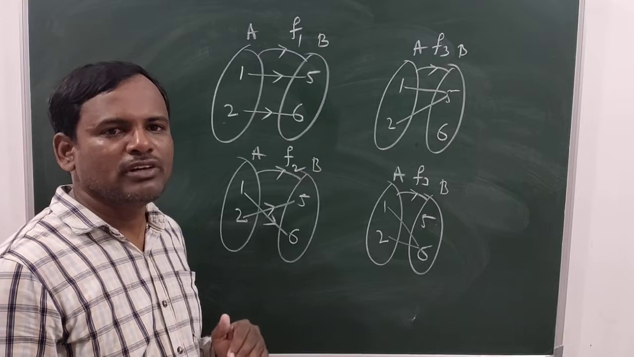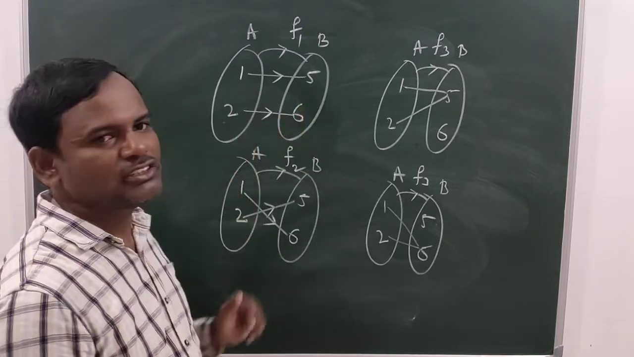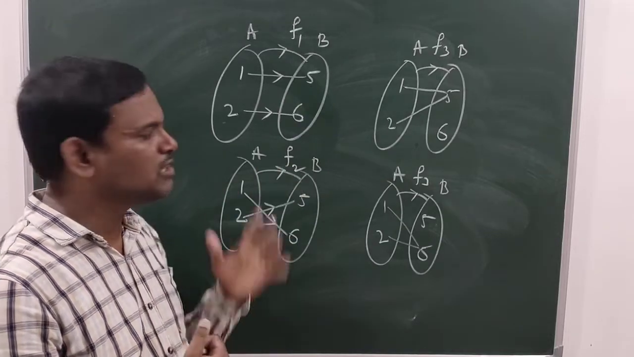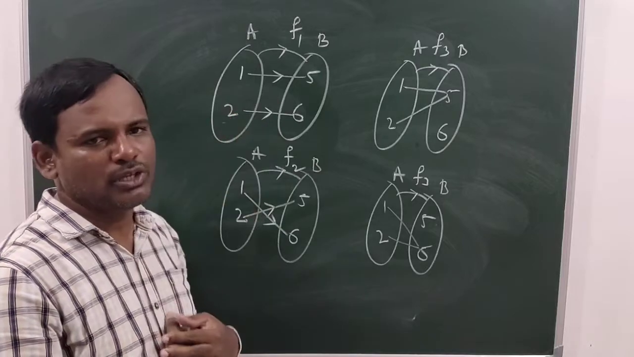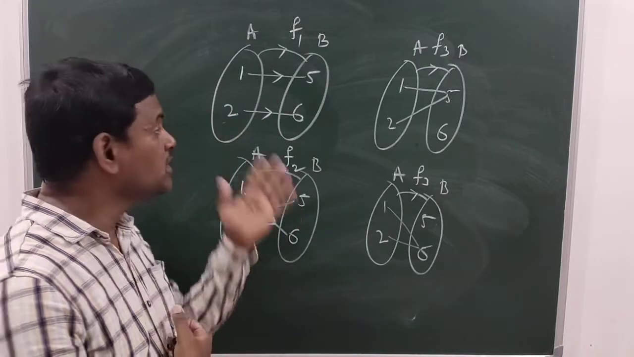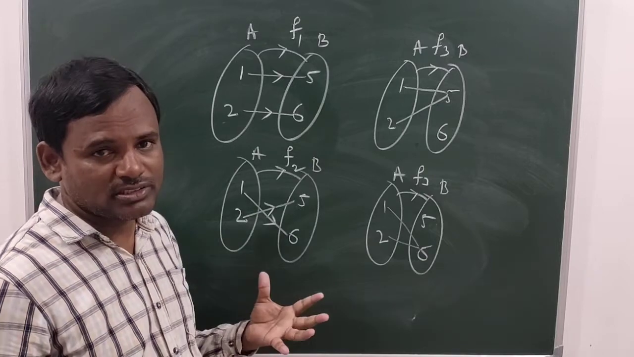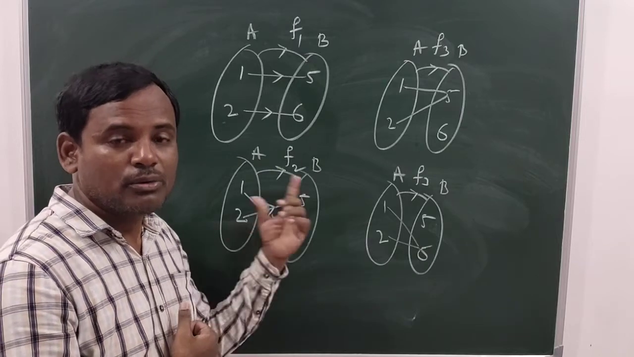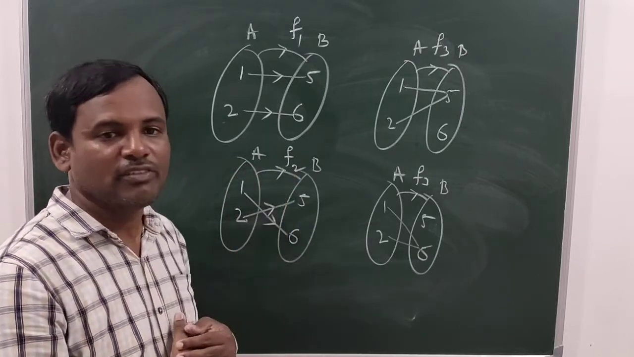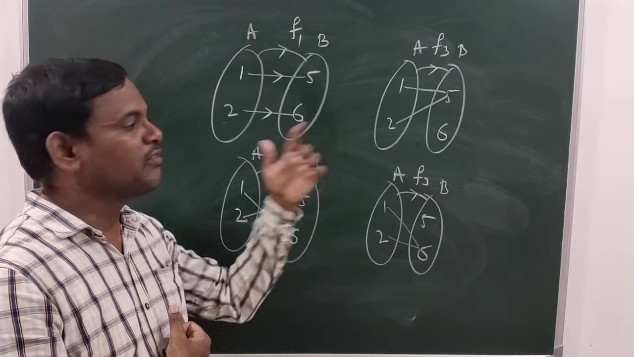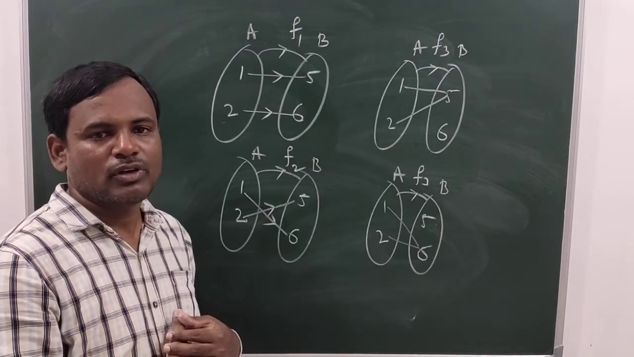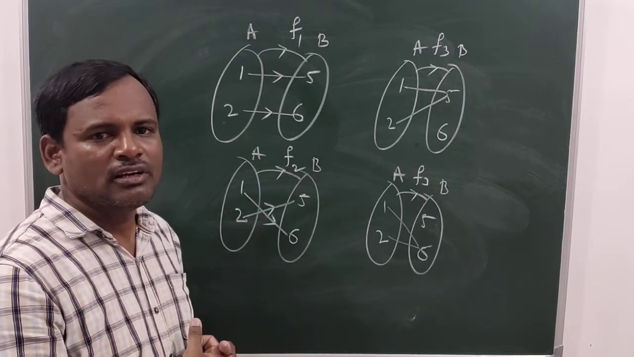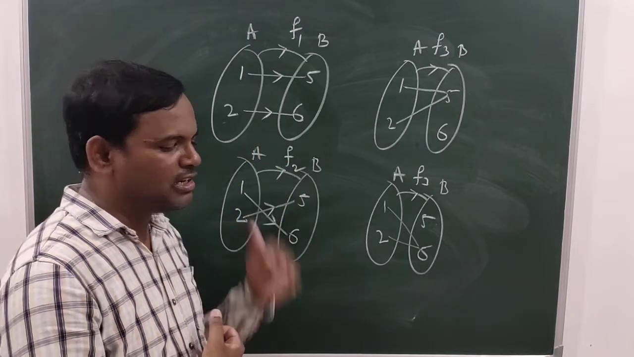Total, how many functions are possible from set A to set B? If set A has two elements and set B has two distinct elements, 4 functions are possible. These are the possible functions from set A to set B. But if sets A and B have more elements, drawing these overlapping diagrams and counting the total number of possible functions is somewhat difficult. Hence, we derive one formula. Using that formula, we can say how many functions are possible from set A to set B. Okay, now let us see that formula.